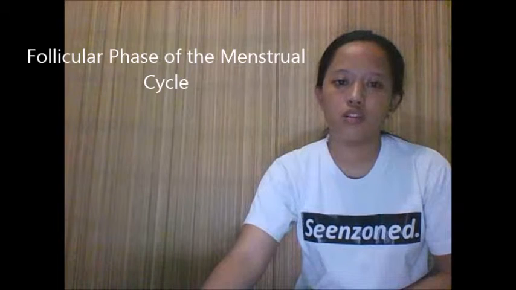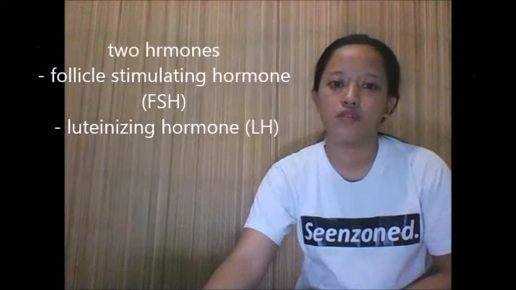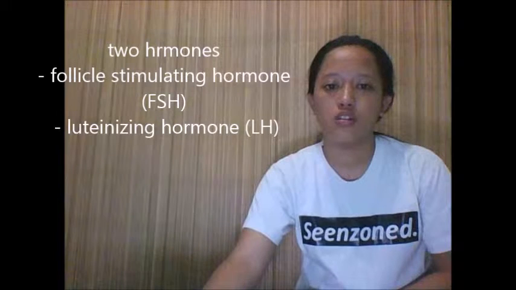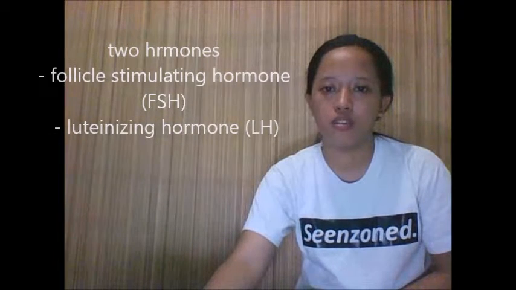The follicular phase of the menstrual cycle. This phase starts the day of your period. During the follicular phase, the following events occur. First, 2 hormones, follicle-stimulating hormone and luteinizing hormone, are released from the brain and travel through the blood into the ovaries. Next, the hormones stimulate the growth of about 15 to 20 eggs in the ovaries, each in its own shell, called a follicle. These hormones, FSH and LH, also trigger an increase in the production of the female hormone estrogen.